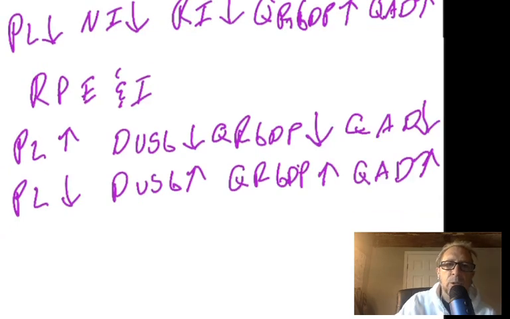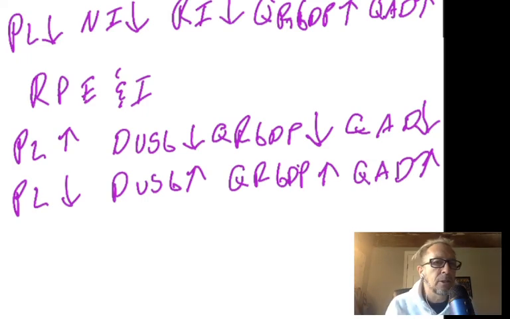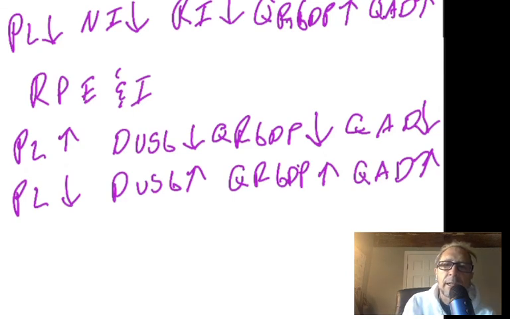And then this is real prices of exports and imports. If the price level increases, the demand for U.S. goods will decrease. The quantity of real GDP will decrease because less people are buying our stuff. Quantity of aggregate demand will decrease. All these things are occurring during the changes in a price level. Again, that's price level changes only and impact on the quantity of aggregate demand only.